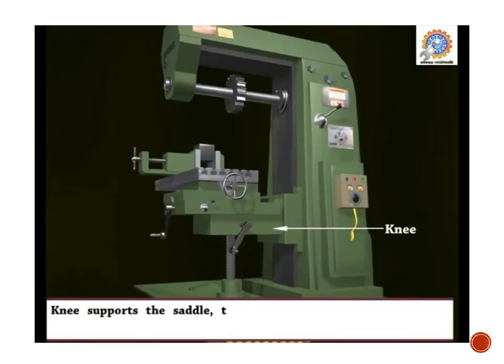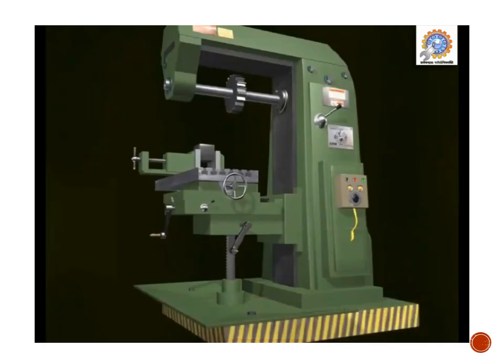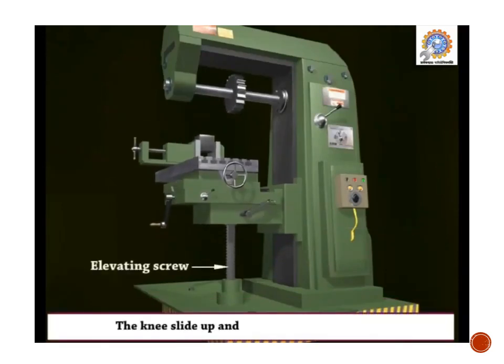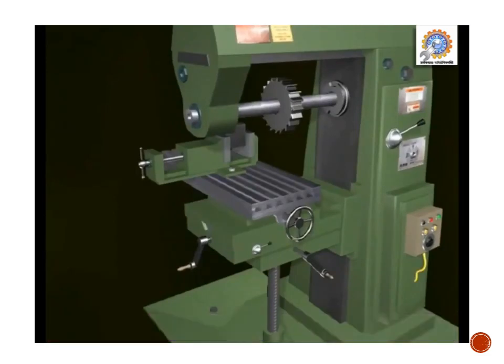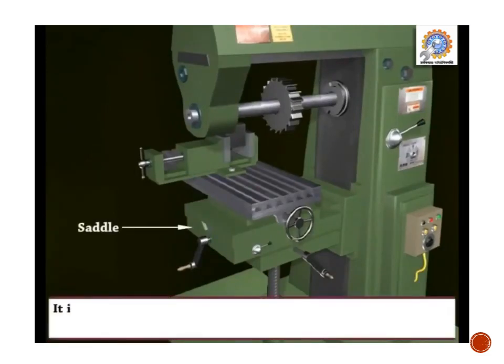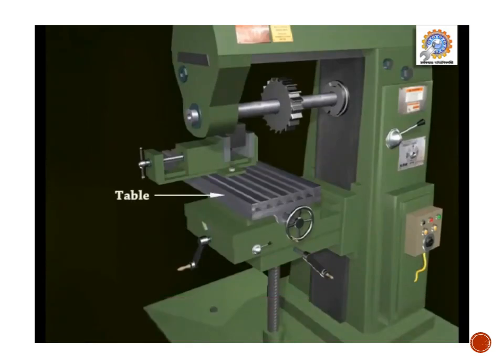You can see that part is a knee. The knee supports the saddle, table, workpiece and other clamping devices. The workpiece will be held in the jaws of the vise. The knee slides up and down by an elevating screw. The saddle is having a carriage. It is mounted on the guideways of the knee to support and carry the table.